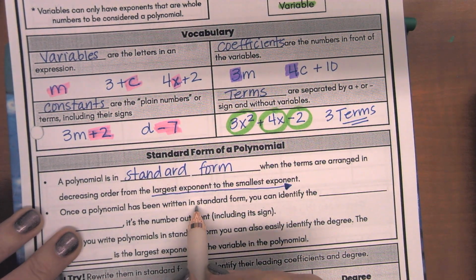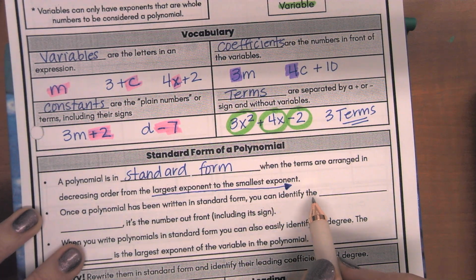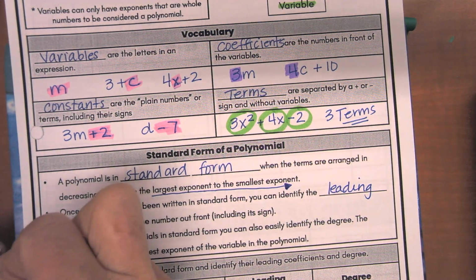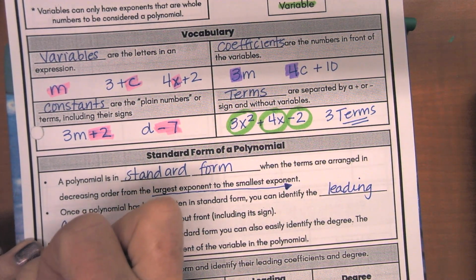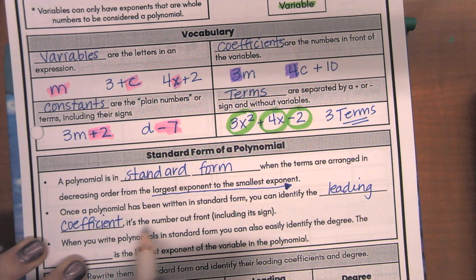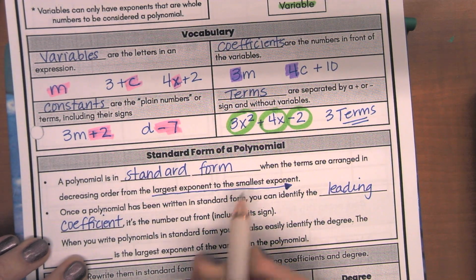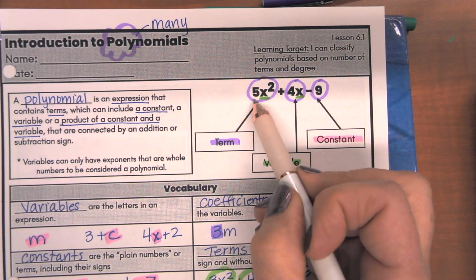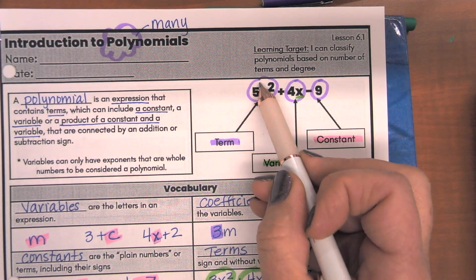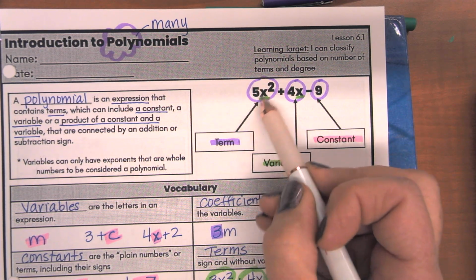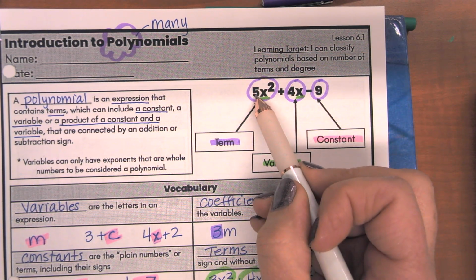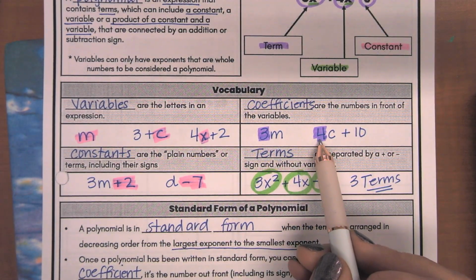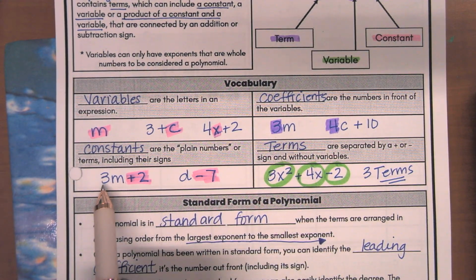Once a polynomial has been written in standard form, you can identify the leading coefficient. The leading coefficient is the number that's out in front, including its sign. So if we come back up here, the leading coefficient is 3. If we come up to this one, the leading coefficient is 5. It is the coefficient that's at the very beginning of our standard form. So 5 is our leading coefficient, 3 is our leading coefficient. In this one, 4 is our leading coefficient. And in this one, 3 is our leading coefficient.